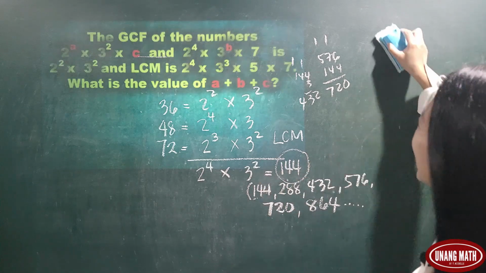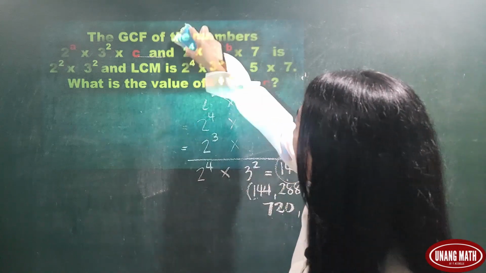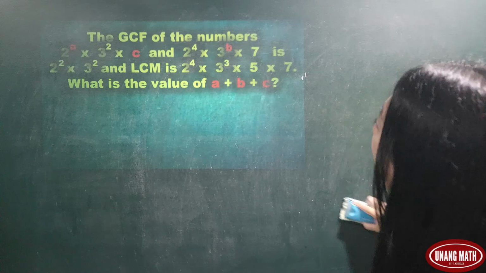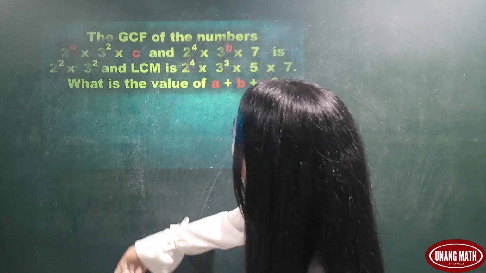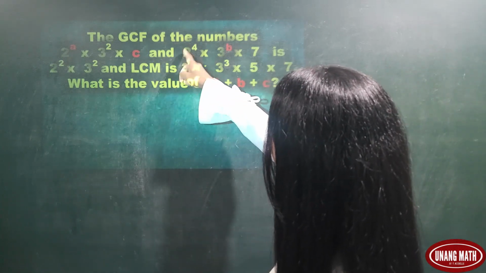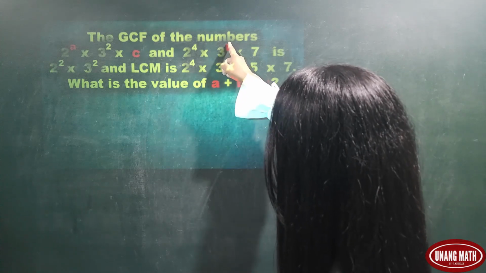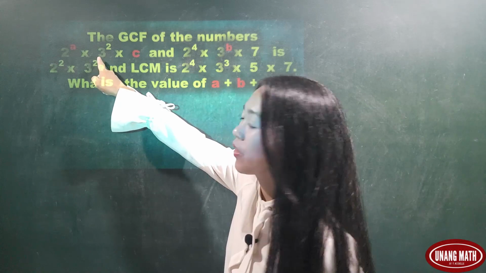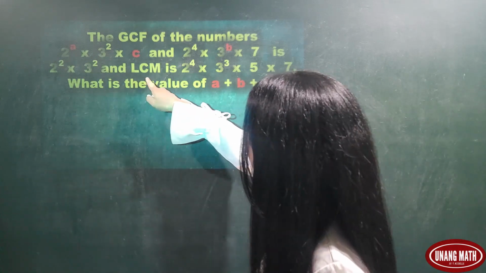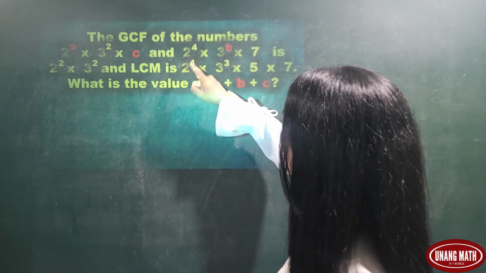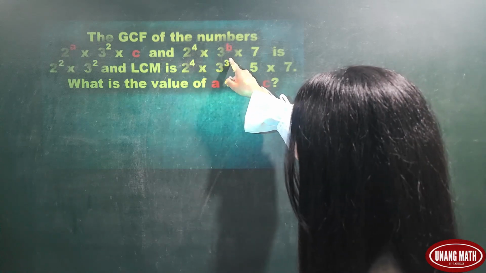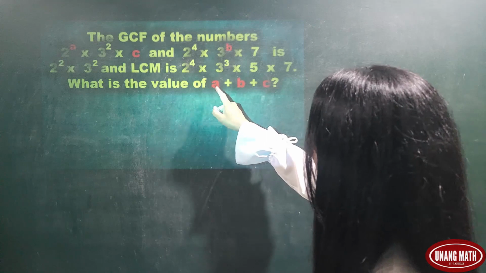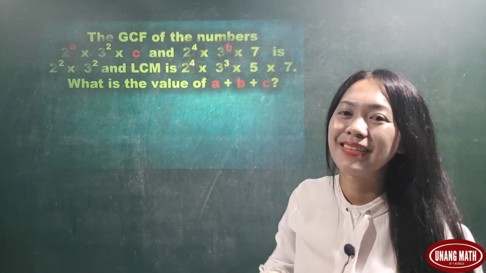Okay, let's have the last problem. The GCF of the numbers 2 raised to the power of A times 3 squared times C and 2 raised to the power of 4 times 3 raised to the power of B times 7 is 2 squared times 3 squared. And the LCM is 2 raised to the power of 4 times 3 raised to the power of 3 times 5 times 7. What is the value of A plus B plus C?